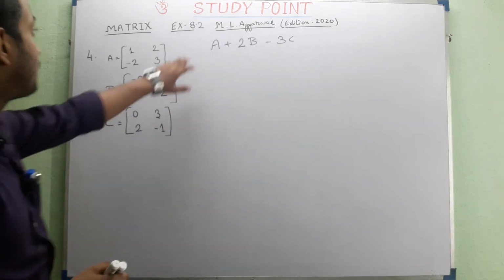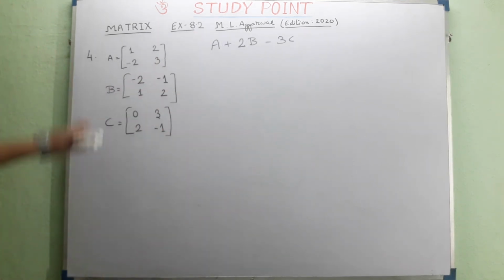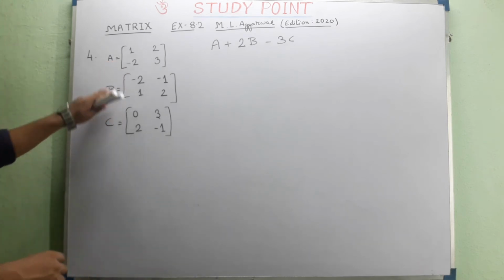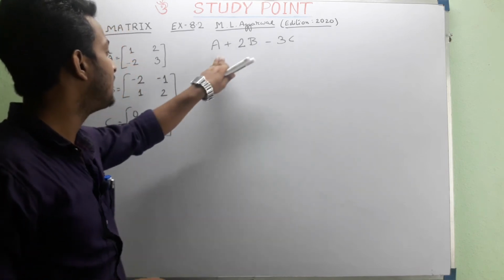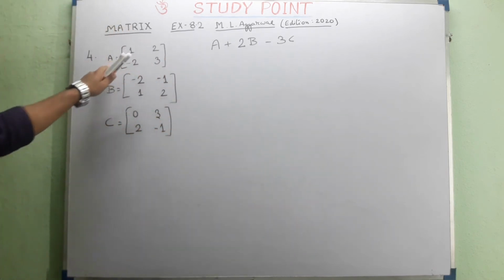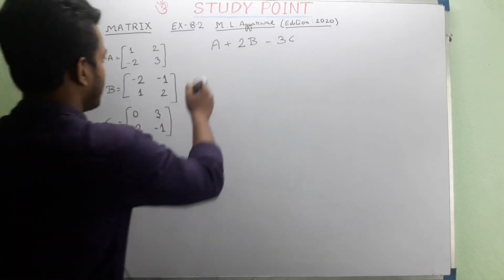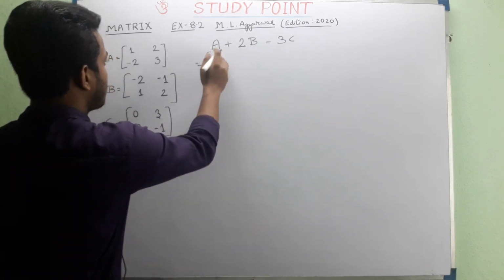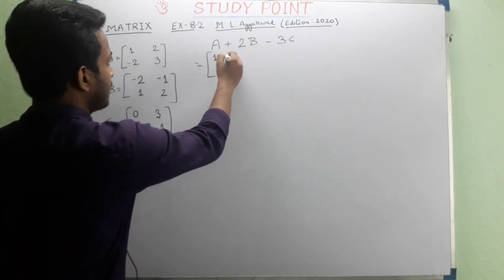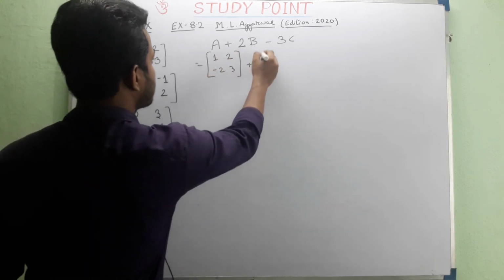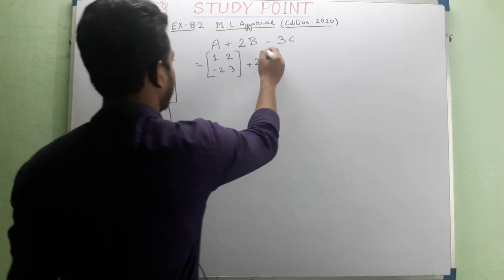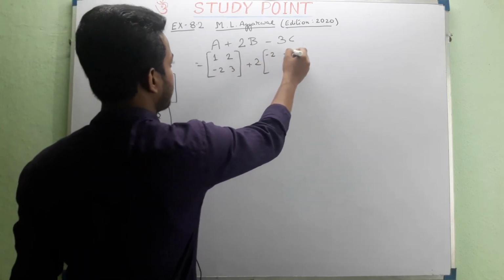Now let's move to the next exercise, that is 8.2, and let's try to solve question number 4. Here the A, B and C matrices are given and this equation is also given. We have to find the value of this entire term by using the values of the A, B and C matrices. Now let's try to solve. First put the value of A matrix over here. So it will be like that. Just put the value. Now here it is 2 into B matrix. Now put the value of B matrix instead of B.